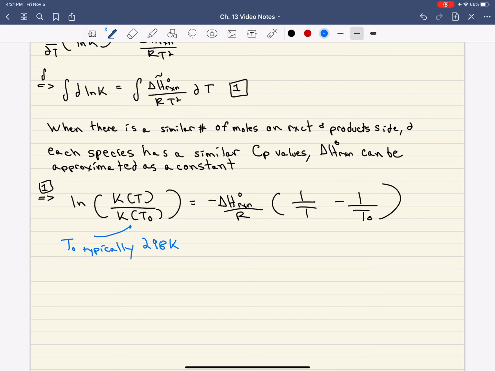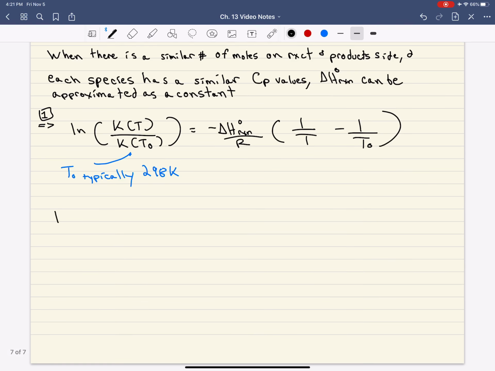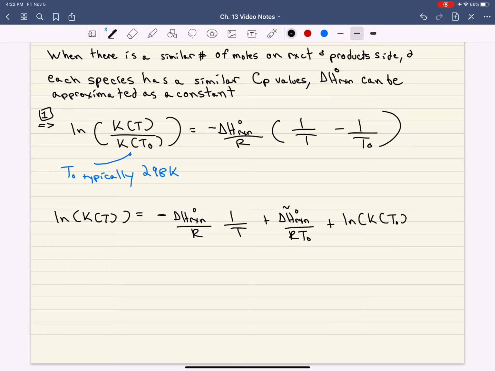All right? You could also rearrange this equation just a little bit, so that you have ln of K at whatever temperature you care about is equal to negative delta H reaction over R times 1 over T, plus delta H reaction over R T naught, plus ln of K at some T naught.